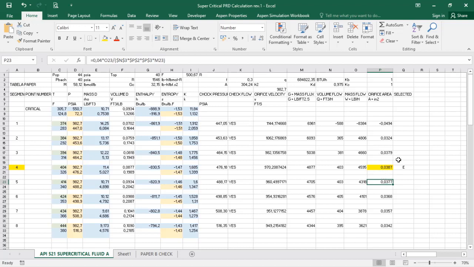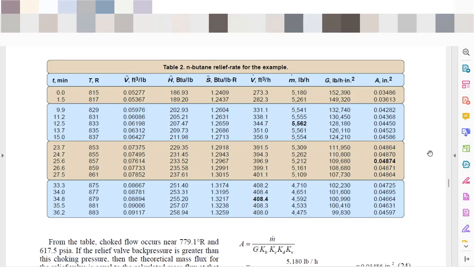And I will choose the case or the relief conditions that lead me to the highest orifice calculation. That in this case is 404 Fahrenheit degrees at pressure relief conditions. So my mass flow will be 4,595 pounds per hour. If we go to Ryan's paper, we can see that the relief temperature considered by him is very close to the one calculated by the Richard procedure.